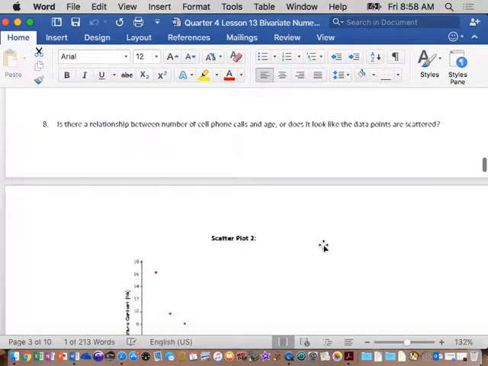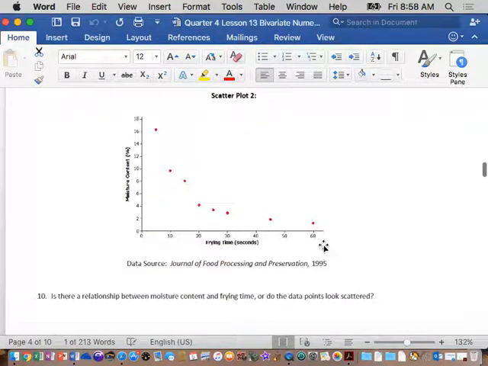All right. Let me see what the next question says. Oh, never mind. Scatter plot 2. What do we got here? What's that left-hand side say? Oh, moisture content and frying time. Is there a relationship between the moisture content and the frying time? Anthony, yes. Positive or negative? Negative. Very good. Excellent.